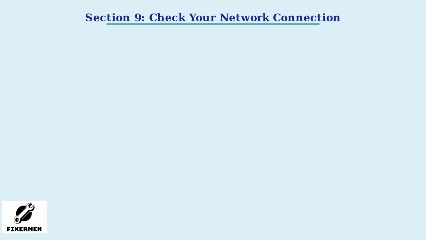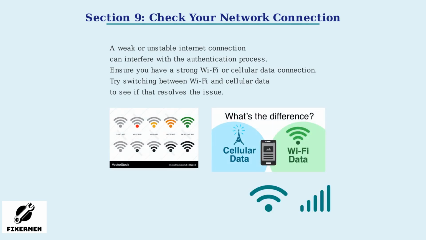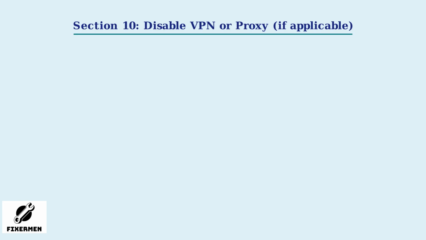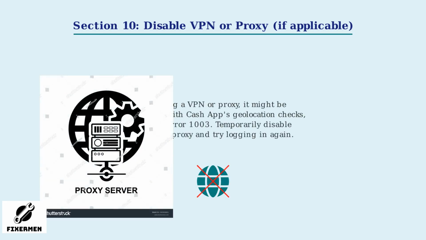A weak or unstable internet connection can interfere with the authentication process. Ensure you have a strong Wi-Fi or cellular data connection. Try switching between Wi-Fi and cellular data to see if that resolves the issue. If you're using a VPN or proxy, it might be interfering with Cash App's geolocation checks, triggering error 1003. Temporarily disable your VPN or proxy and try logging in again.